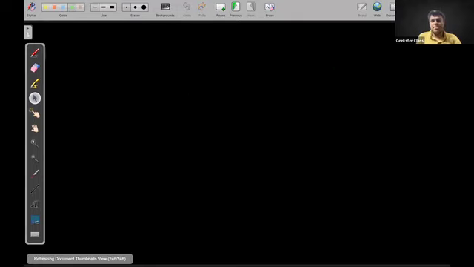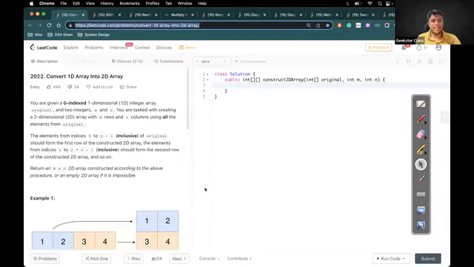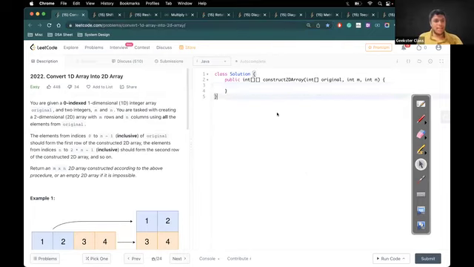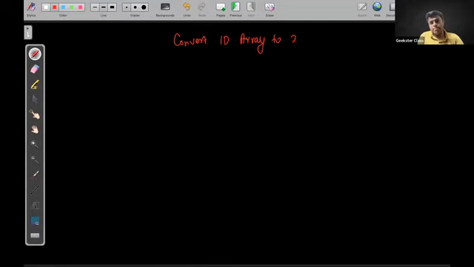Okay, so the next problem will be, and this is on LeetCode, the score is different. I have a different score on LeetCode, it is 700 something. The problem is convert a 1D array into a 2D array.